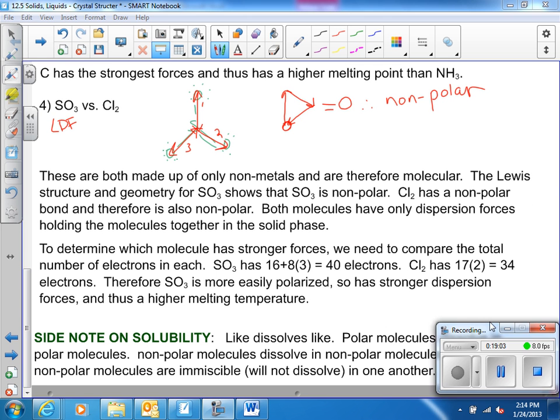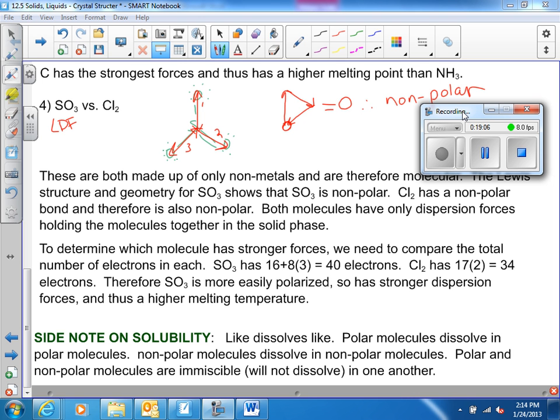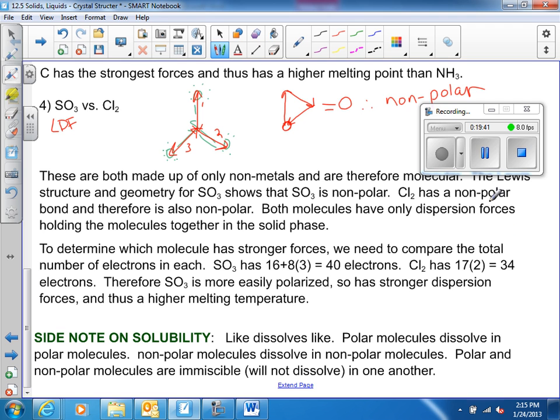Okay, another little quick aside here on solubility. This is not about crystalline solids at this point. This is a total side note, but it's something you must know. This is talking about liquids dissolving in liquids. Like dissolves like. Polar molecules dissolve in polar molecules. Nonpolar molecules dissolve in nonpolar molecules. So if you have a polar molecule and a nonpolar molecule, they will not dissolve in each other, and they are said to be immiscible. Okay, that's it.